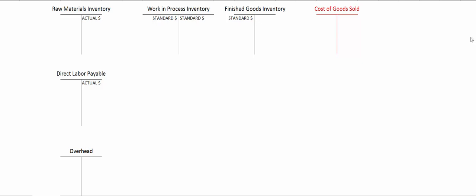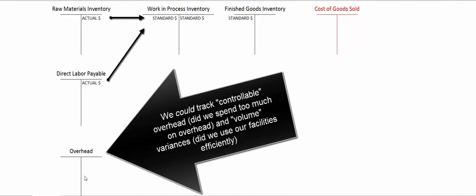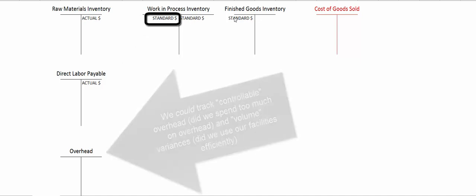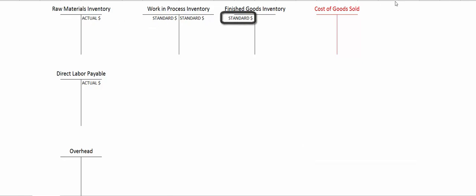So we're going to have actual costs come out of our inventory and our labor. We're going to ignore overhead for now. But only the standard costs are going to go through our traditional T account. At the beginning of the year, we're going to sit down and figure out how much it should cost us to make each unit. Those are the standard costs per unit that are going to flow through up here.